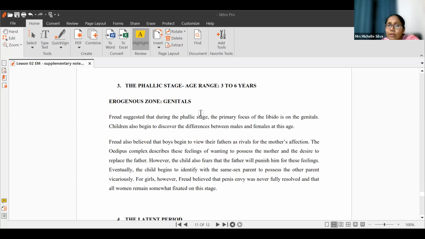So Sigmund Freud also believed that boys begin to view their father as a rival for the mother's affection.